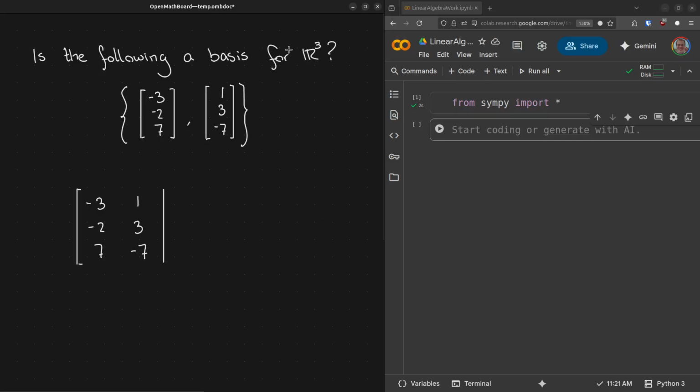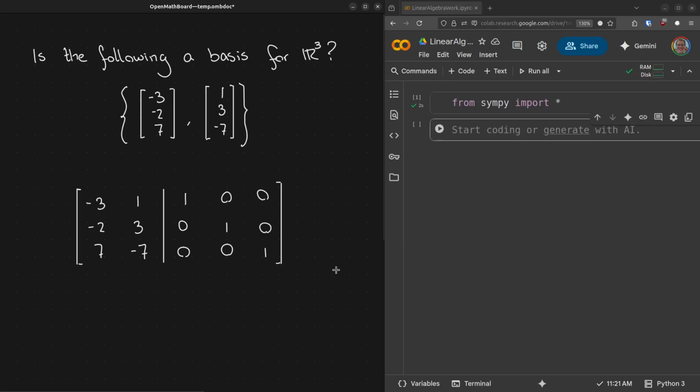Okay? But what I do want is to know if these vectors span R3. One way to determine that is if I could write a basis of R3, specifically the standard basis of R3, as a linear combination of these vectors. So the standard basis for R3 is i, j, k. So vector i in R3 is 1, 0, 0. Vector j in R3 is 0, 1, 0. And vector k is 0, 0, 1.